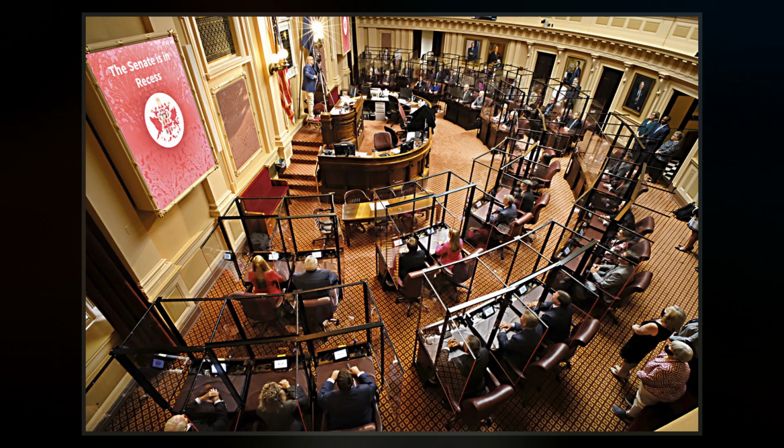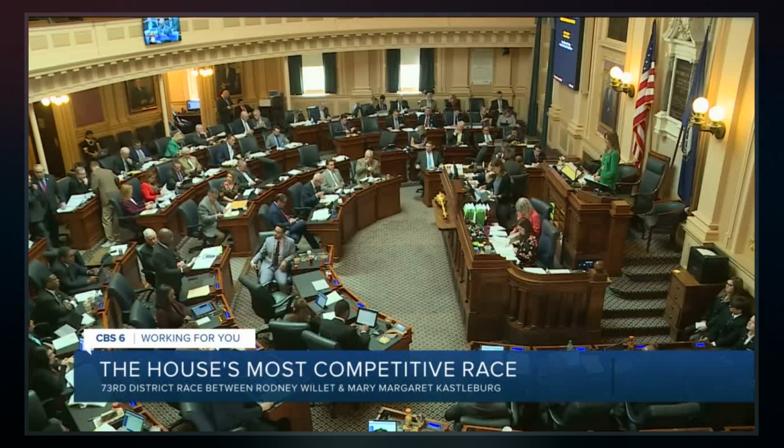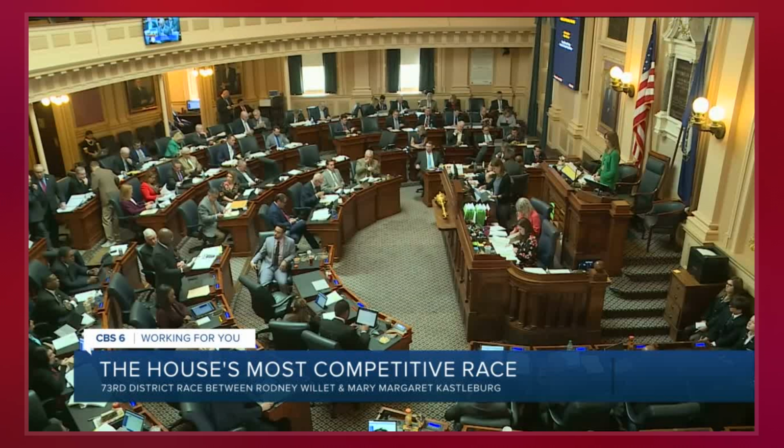In addition to the Speaker, there is a Majority Leader, Majority Whip, Majority Caucus Chair, Minority Leader, Minority Whip, Minority Caucus Chair, and the chairs of the several committees of the House. Only Maryland, Virginia, and West Virginia refer to their lower house as the House of Delegates. The House of Burgesses was the first elected legislative body in the New World.